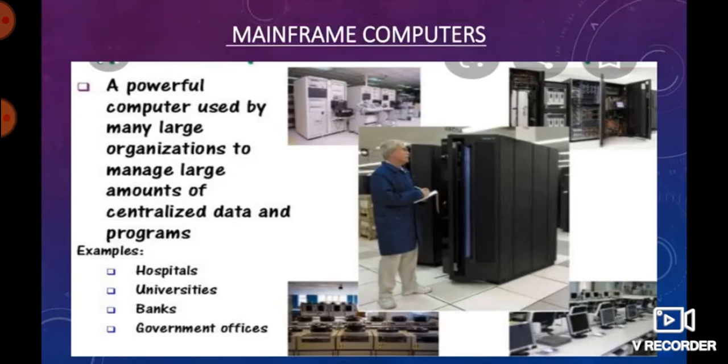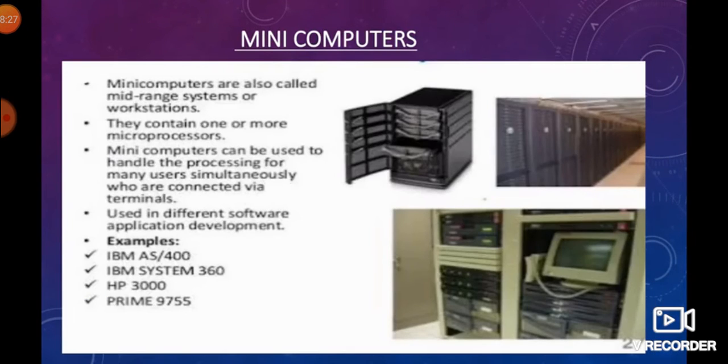And if we talk about minicomputers, in size minicomputers are larger than microcomputers but smaller than mainframes. Here I have mentioned some important points about minicomputers. Minicomputers are also called mid-range systems or workstations. These types of systems contain one or more microprocessors, meaning some computers with one processor also work as minicomputers, and they may have more than one processor. Minicomputers can be used to handle the processing for many users simultaneously, so these are multi-user systems, connected via terminals.